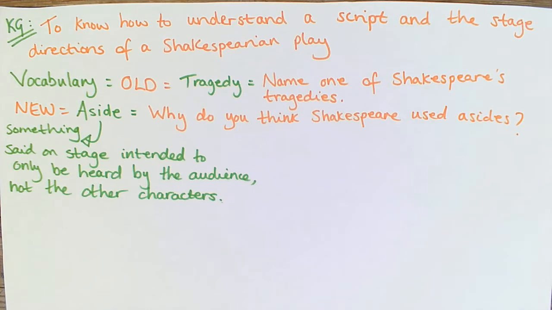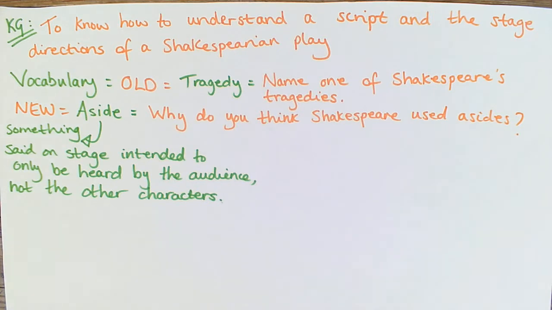So, as always, we start with vocabulary. So our old piece of vocabulary we looked at last week was tragedy. So what do we mean by tragedy? What does that mean? And name one of Shakespeare's tragedies. So you can pause the lesson, write your definition of what we mean by Shakespearean tragedy, and then think back to the lessons last week and name one of Shakespeare's tragedies, one of his plays.